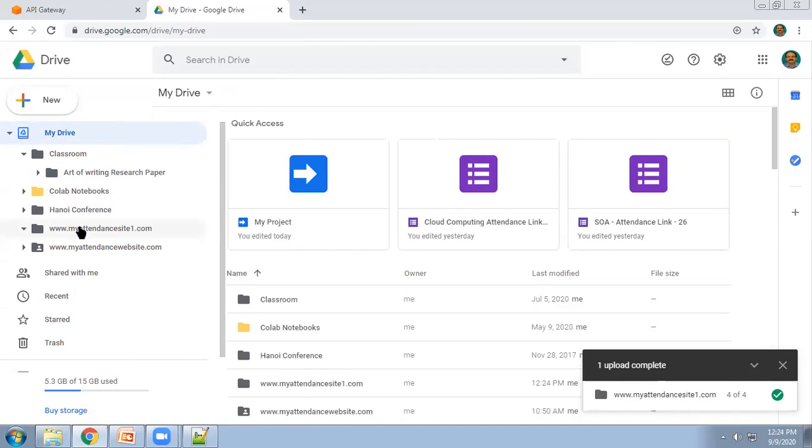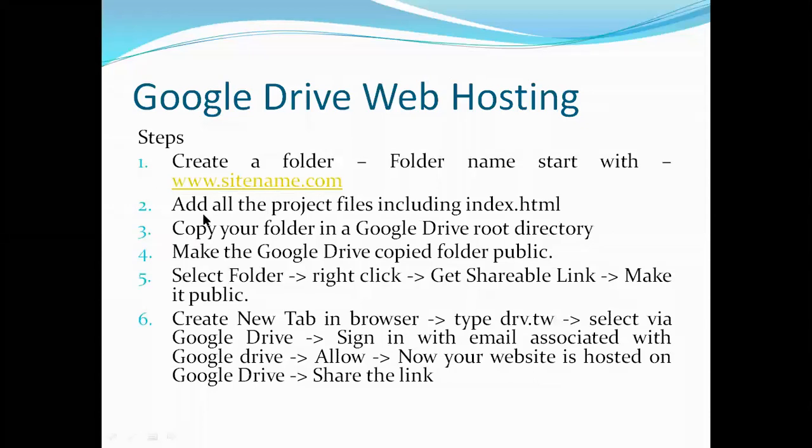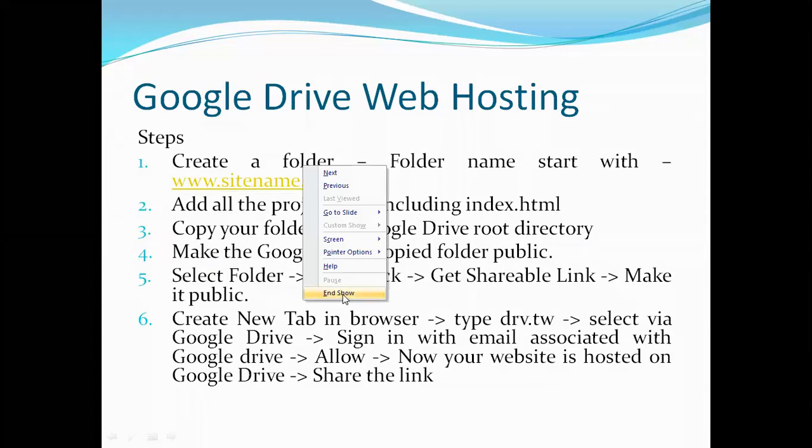So after creating the folder, add all the project files including index.html. Copy the folder to the Google Drive root directory. So I have copied the folder in the root directory. Make the Google Drive copied folder public. So how to make the Google Drive folder public? Let us see the steps.